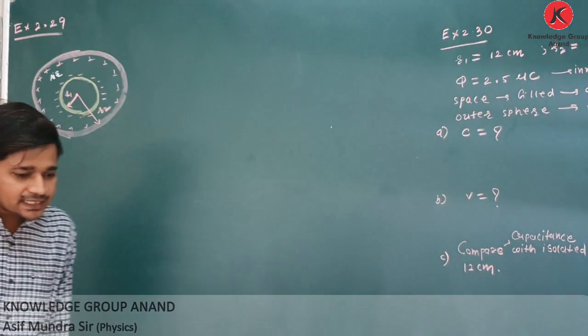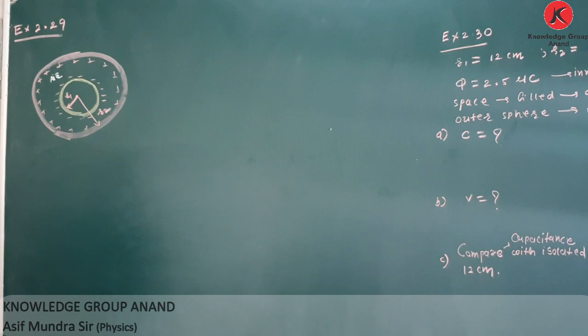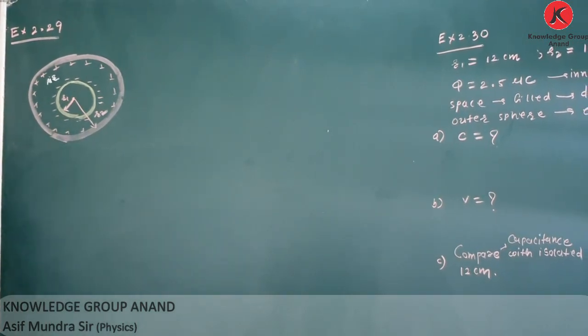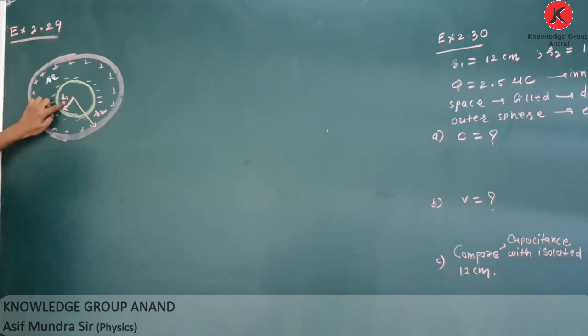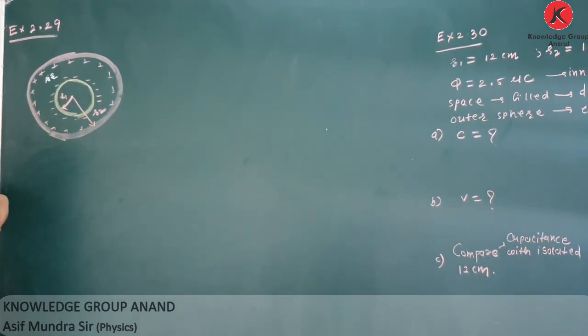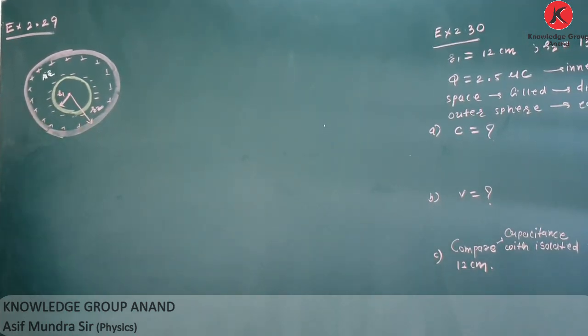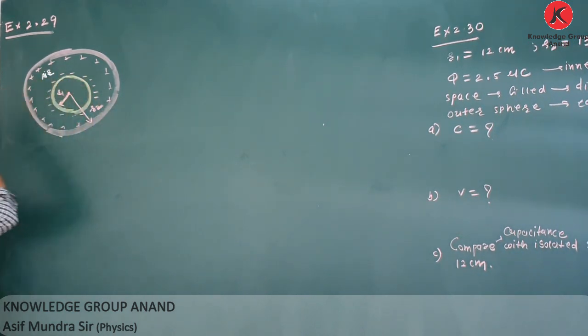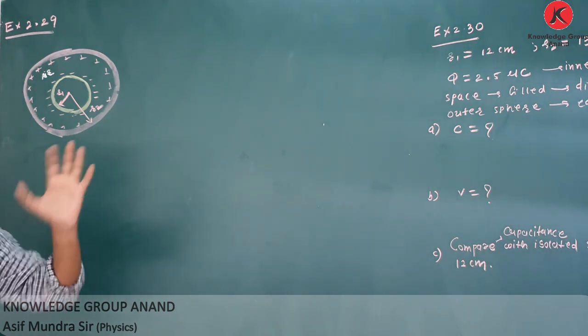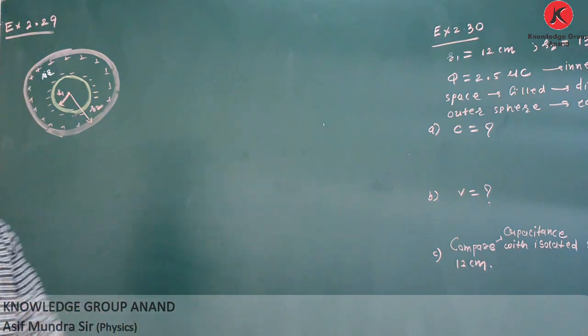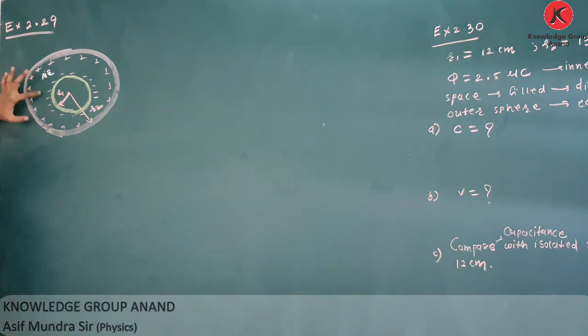Okay, students, exercise question number 2.29. You are given two spherical conductors of radius R1 and radius R2. Yes, there are two conductors and medium between them is air. As they are conductors separated by an insulator, we know that it will form one capacitor. When two conductors are separated by an insulator, it will form a capacitor.